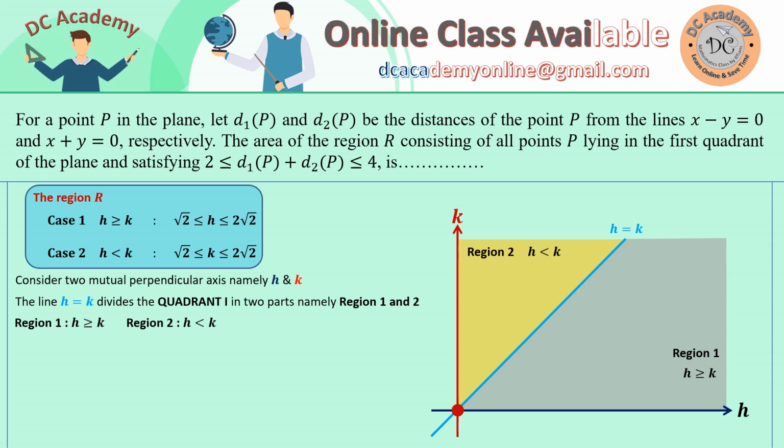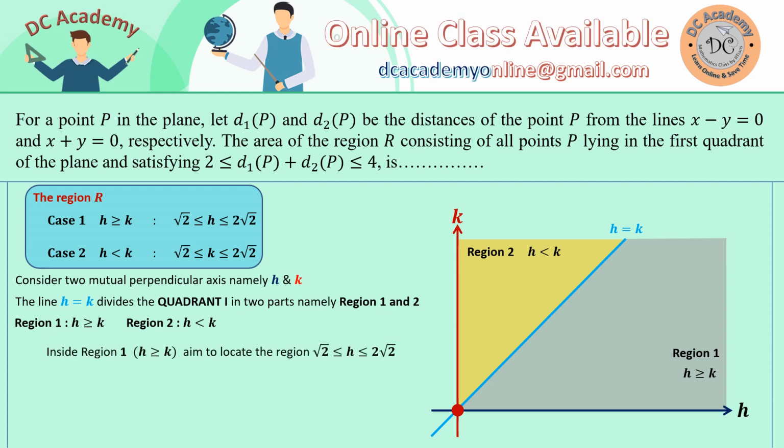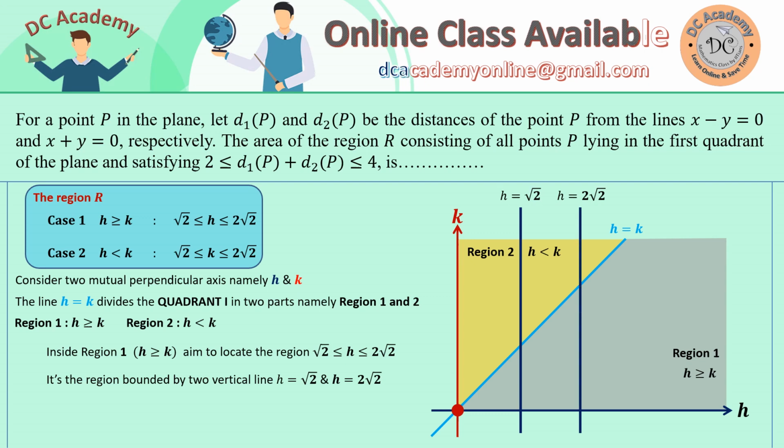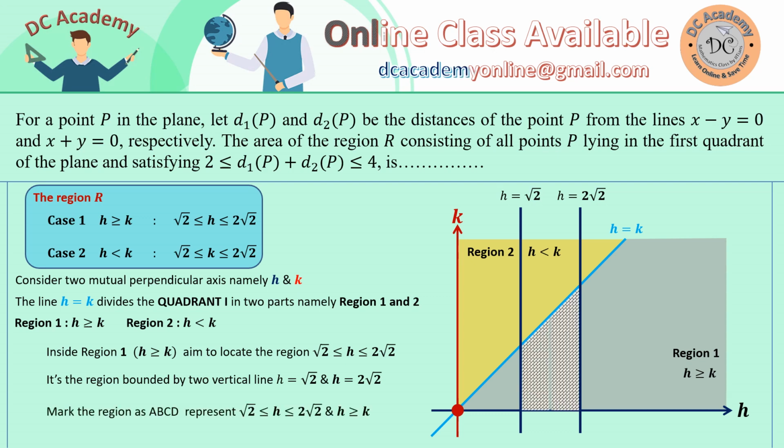Now here it says that inside region 1, our main region, the required region R lies between root 2 and 2 root 2, and h equal to 2 root 2 and h equal to root 2 are vertical lines. So we draw the two vertical lines, h equal to root 2 and h equal to 2 root 2, and then the required region obviously will be inside that. The intersection of this region will give us a trapezium, ABCD, which represents the region here. It is a trapezium, obviously.